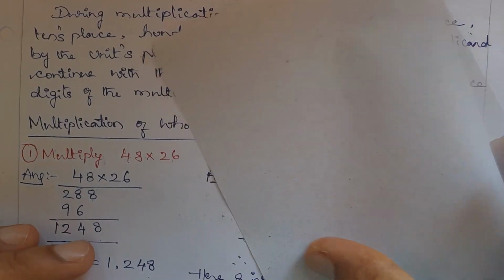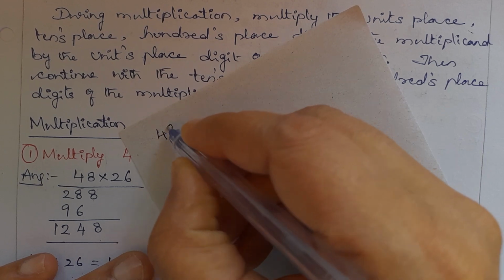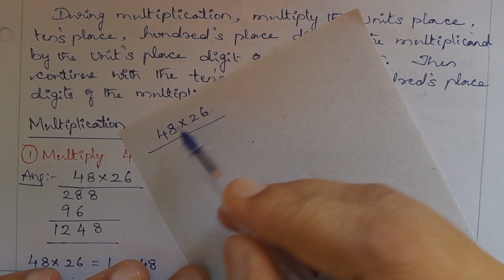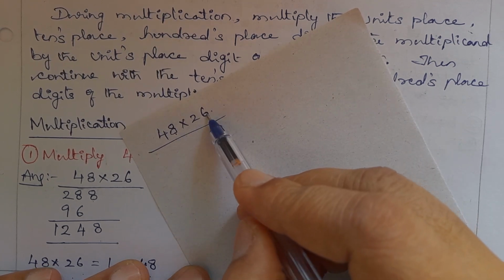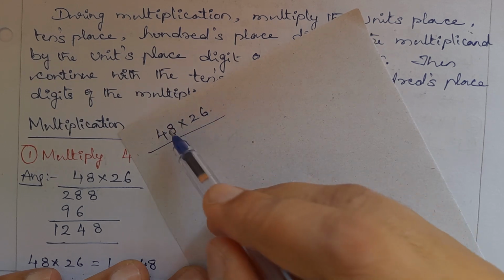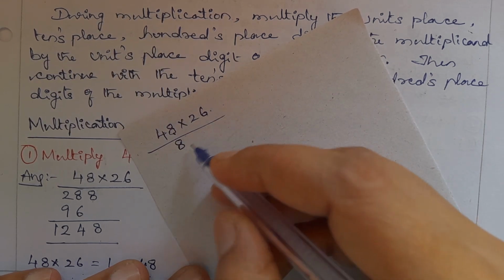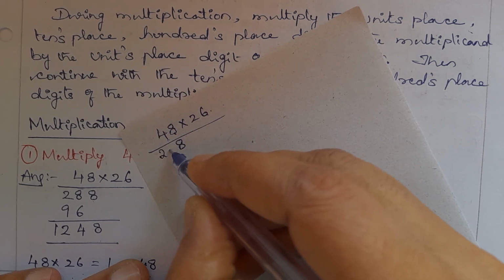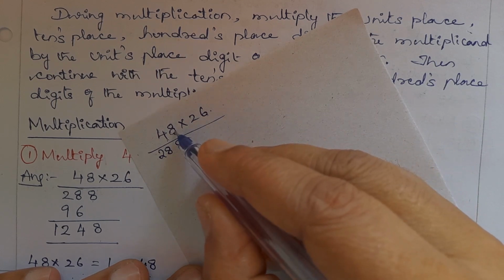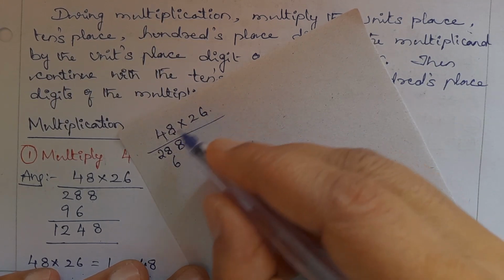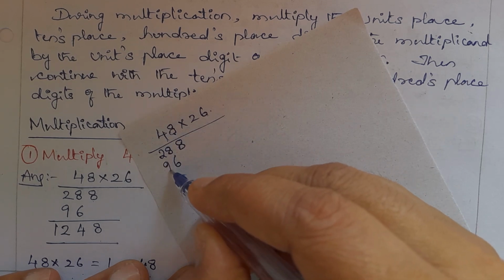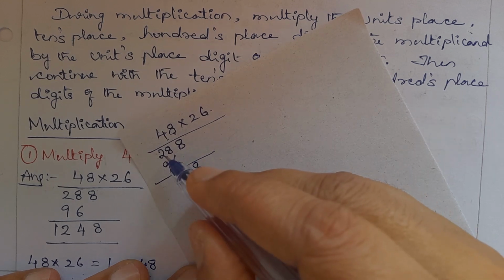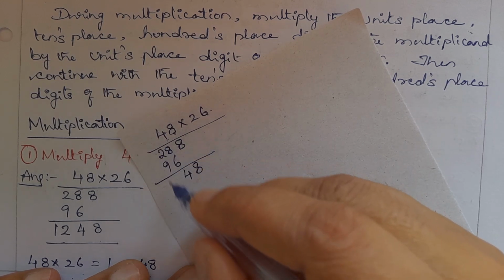See here, 48 is the multiplicand and 26 is the multiplier. So unit place digit into unit place digit. 6 8s are 48, 8 and 4 carry, 6 4s are 24, 24 plus 4 is 28. 2 8s are 16, 6 and 1 carry, 2 4s are 8, 8 plus 1 is 9. Add these two numbers, 8, 4 plus 6 is 10... 8 plus 6 is 14, 4 and 1 carry, 2 plus 1 is 3, 3 plus 9 is 12.